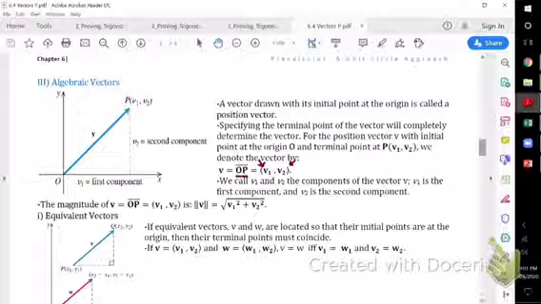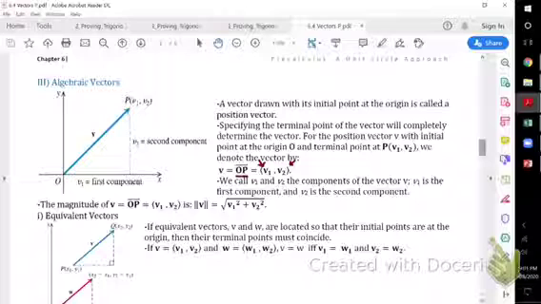We call v1 and v2 the components of the vector v. v1 is your first component and v2 is your second component. Note that this is different than the notation for an ordered pair. Notation for an ordered pair has a parenthesis around it. When you're talking about the position vector, it's going to have those sharp parentheses, what they call brackets.